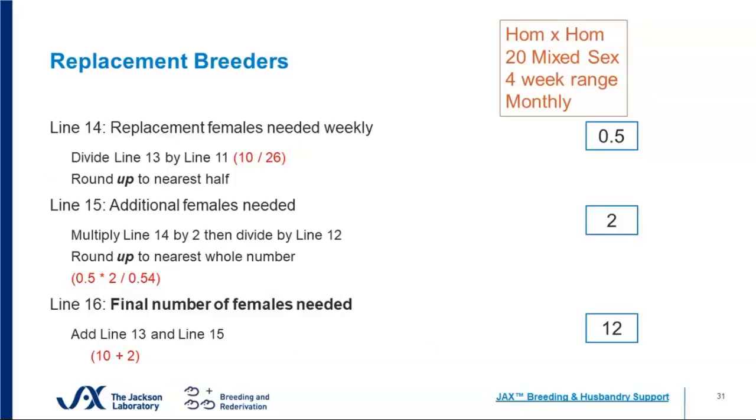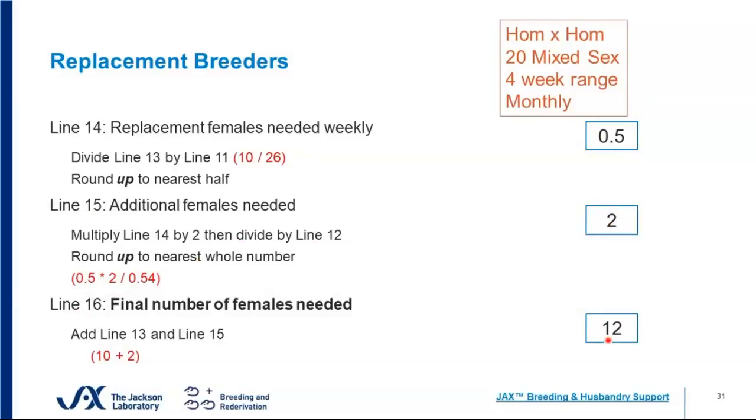So we do that with lines 15 and 16. So what we do in 15 is we first figure out how many additional females that we need. So we take what we have here in 14, and we multiply it by 2, because every female that we need, we also have to have a matching male. And then we divide that by our breeding performance and round up to the nearest whole number. So we do that and we get 2. So we actually have to have 2 females added to this colony to then deal with the replacement breeder females that we need. And then we add that to our line 13 to give us 12 total females in this colony.